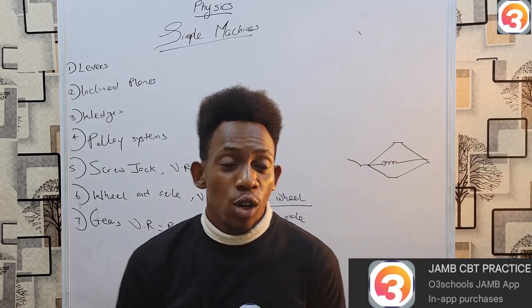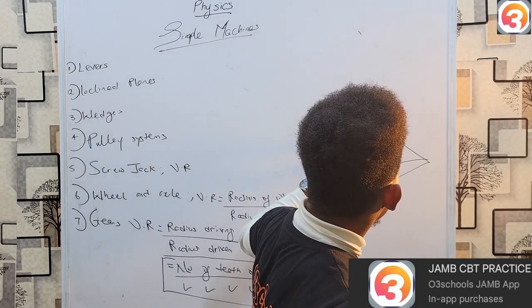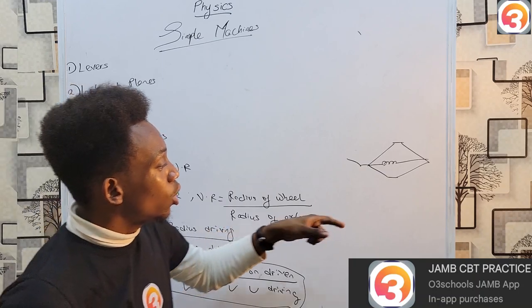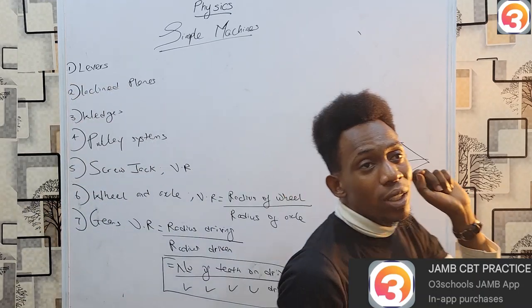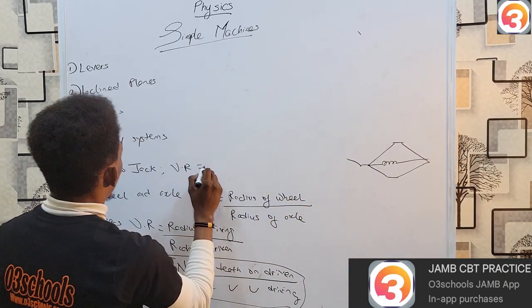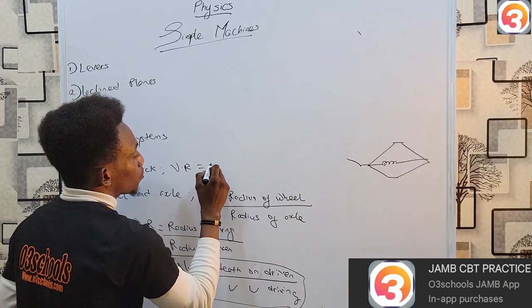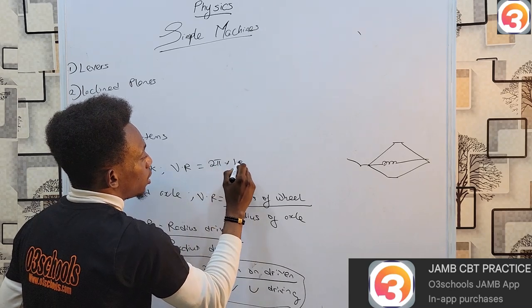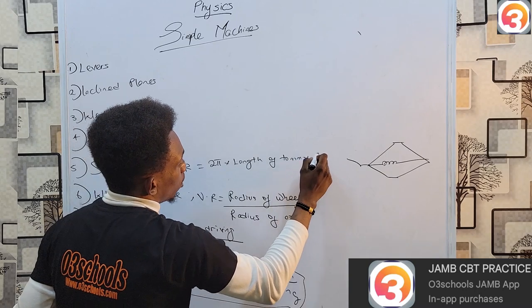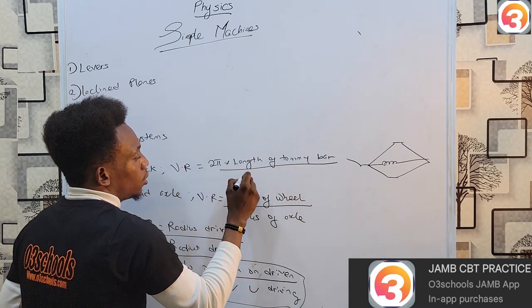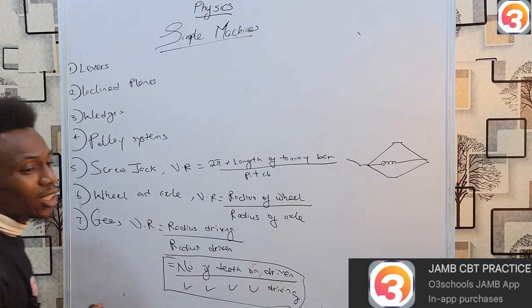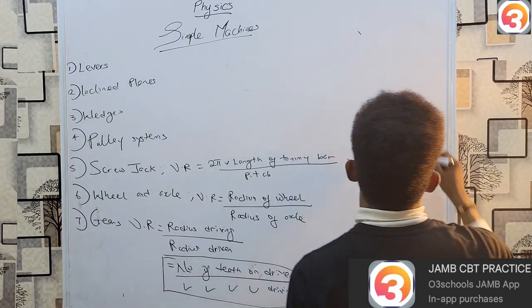And in a screw jack, every time you turn this guy, which you call the tommy bar, this is the tommy bar, every time you turn it around once, your jack raises up a distance of one pitch of your screw. And as a result, the VR of your screw jack is 2 pi times the length of the tommy bar, since we are going in a circle, over the pitch. Very simple. Pulley systems. These ones are one of the easiest to describe.